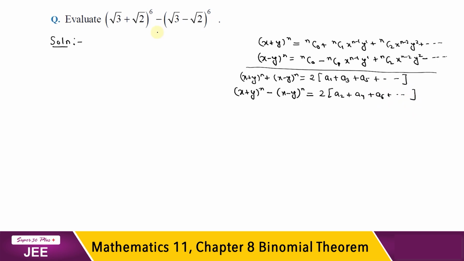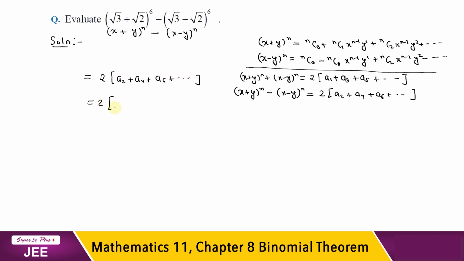So now coming back to the question, we have to evaluate (root 3 plus root 2) whole raised to the power 6 minus (root 3 minus root 2) whole raised to the power 6. Now if this is x and this is y, the first binomial is (x plus y) whole raised to the power n and the second binomial is (x minus y) whole raised to the power n, and we are subtracting. So on subtraction, we are going to get 2 times the second term plus the fourth term. So I can simply write this is equal to 2 times (a2 plus a4 plus a6) and so on.